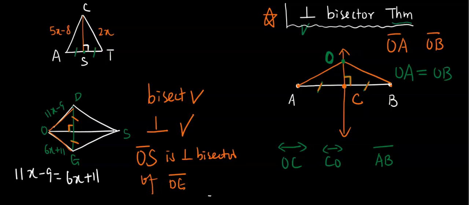11x minus 9 equals 6x plus 11. Please pause this video and see if you can solve this on your own. I ran out of space, so I'm going to directly write down what I found: x is 4.